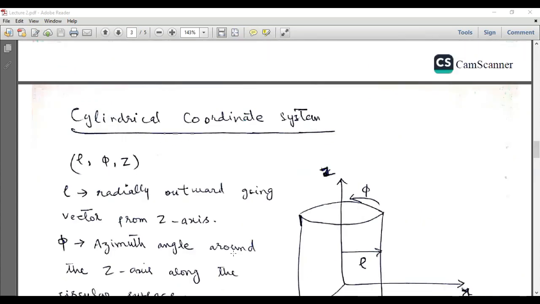Now I will discuss the cylindrical coordinate system. So actually we have three types of coordinate systems. The first type is called Cartesian coordinate system, or it is also called rectangular coordinate system. The second is cylindrical coordinate system, and the third is the spherical coordinate system. Spherical coordinate system will also be discussed in the coming lectures.